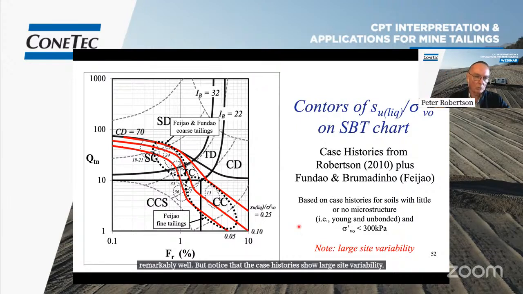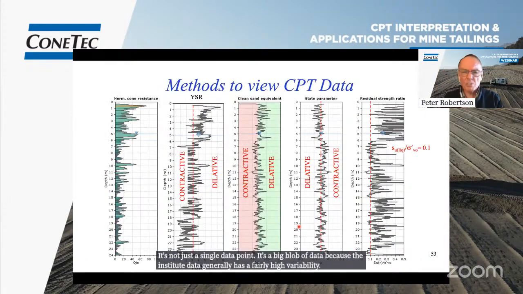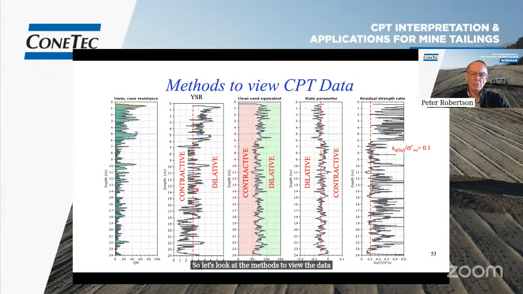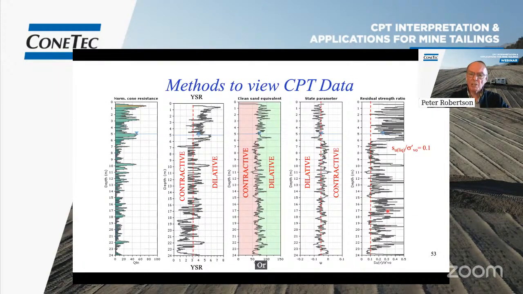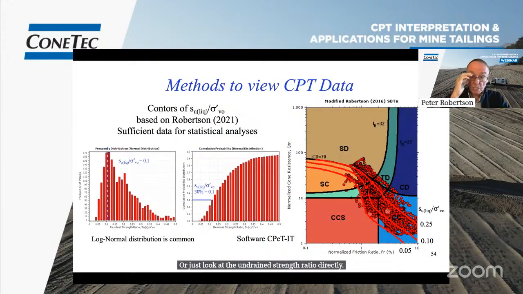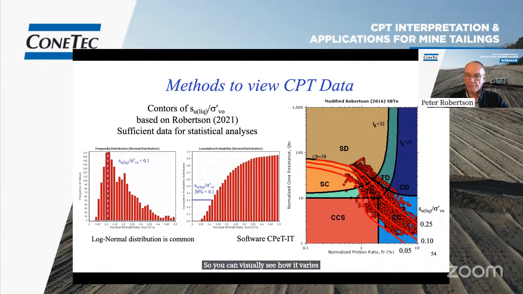It's not just a single data point, it's a big blob of data, because the in situ data generally has a fairly high variability. So let's look at the methods to view the data. So you can look at the yield stress ratio, clean sand equivalent, state parameter, or just look at the undrained strength ratio directly. But because CPT data is a lot of data, it's often collected maybe every 1 centimeter. So you have thousands of data points. So you can actually look at the statistical variation. So you can visually see how it varies here as a function to the contours.